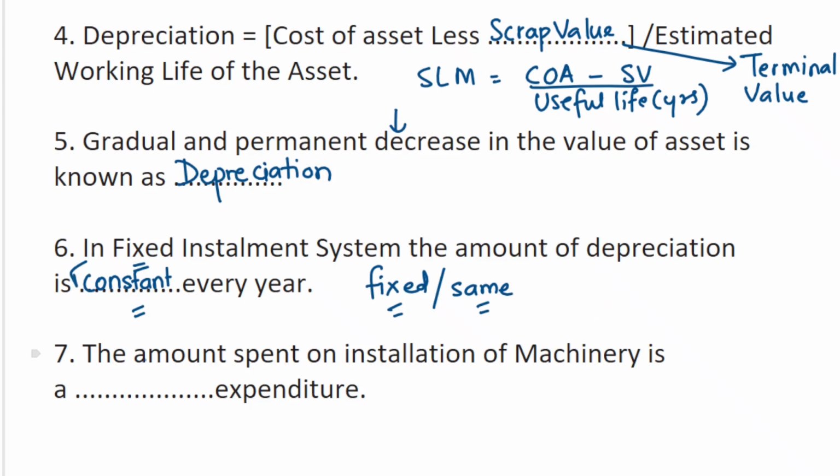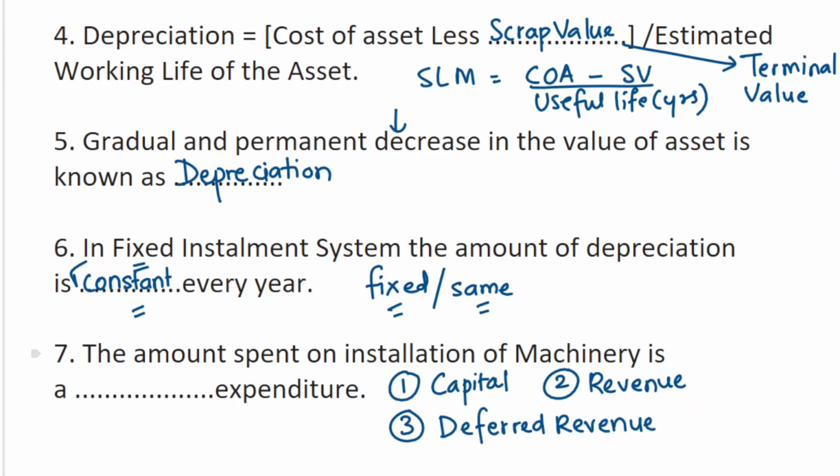Okay, then next question. The amount spent on installation of machinery is a dash expenditure. To answer this question, you need to know what are the types of expenditure. There are three types of expenditure. First is capital expenditure, second is revenue expenditure, and third is deferred revenue expenditure. And as you know, the installation charges of machinery is capitalized, that is added to the cost of asset as per AS 10 that we have seen in the earlier question. What we are doing, capitalizing the expense, so that is called as capital expenditure.